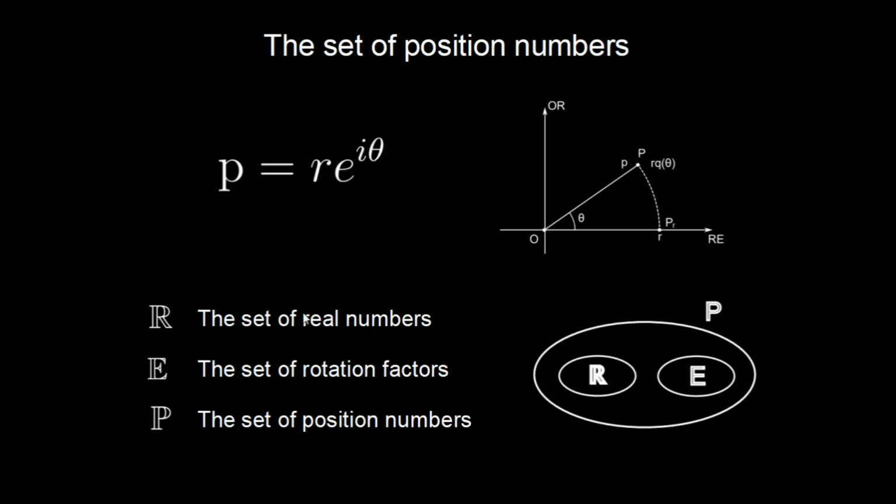The set of real numbers is denoted R. The set of rotation factors is E. The set of all position numbers is denoted P. The set P represents all points in a plane. Each member in P may be constructed by a member in R and a member in E. This figure illustrates their relationship.